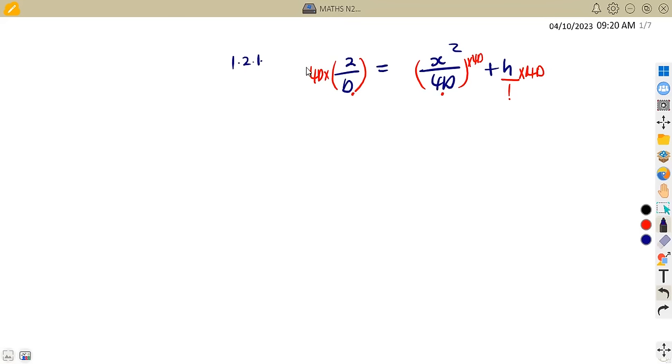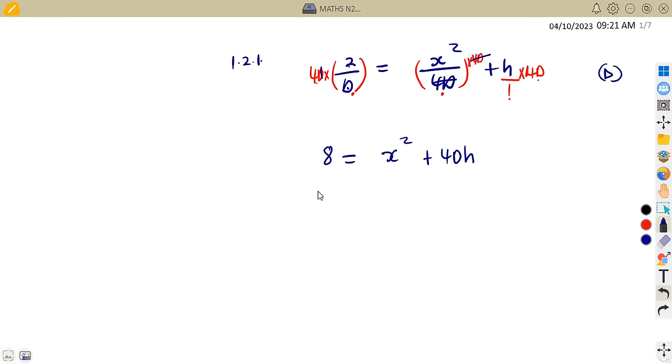By multiplying by 4d, the d and d will cancel. So you remain with 2 times 4, which is 8, is equal to x squared, since 4d and 4d will cancel. Then h times 4d is going to be 4dh, or 4hd, depending on the way that you want to express your answer. Remember that we are supposed to make d the subject in this case.